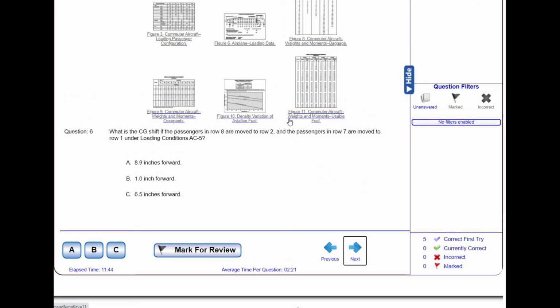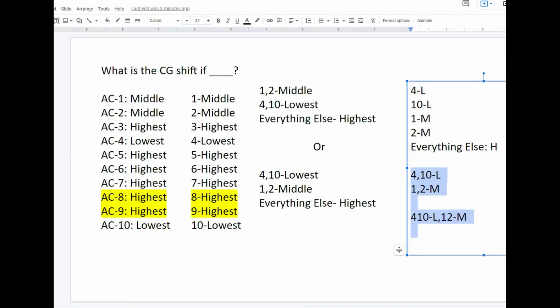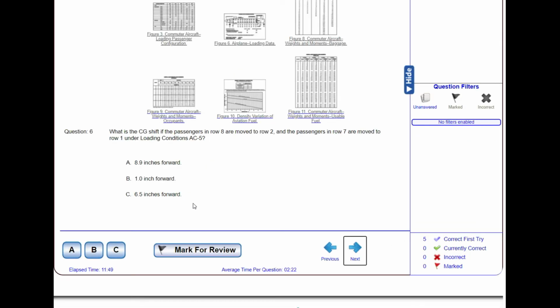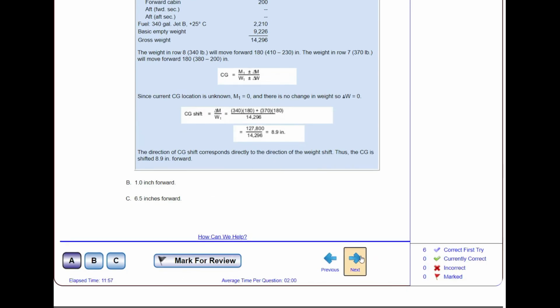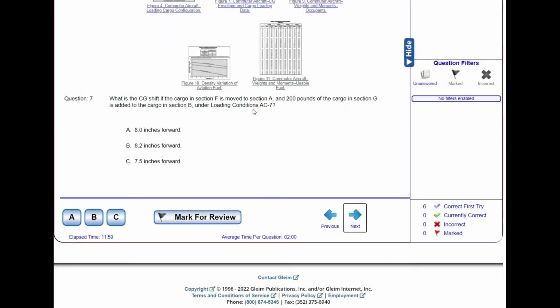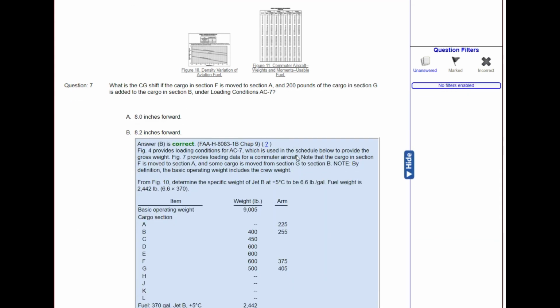For AC5, again, we're looking for 4, 10, 1, or 2. That is not any one of those, so we know it's the highest number value in our answer choices, so that's 8.9. And AC7 is not 4, 10, 1, or 2, so again, looking for the highest number value.